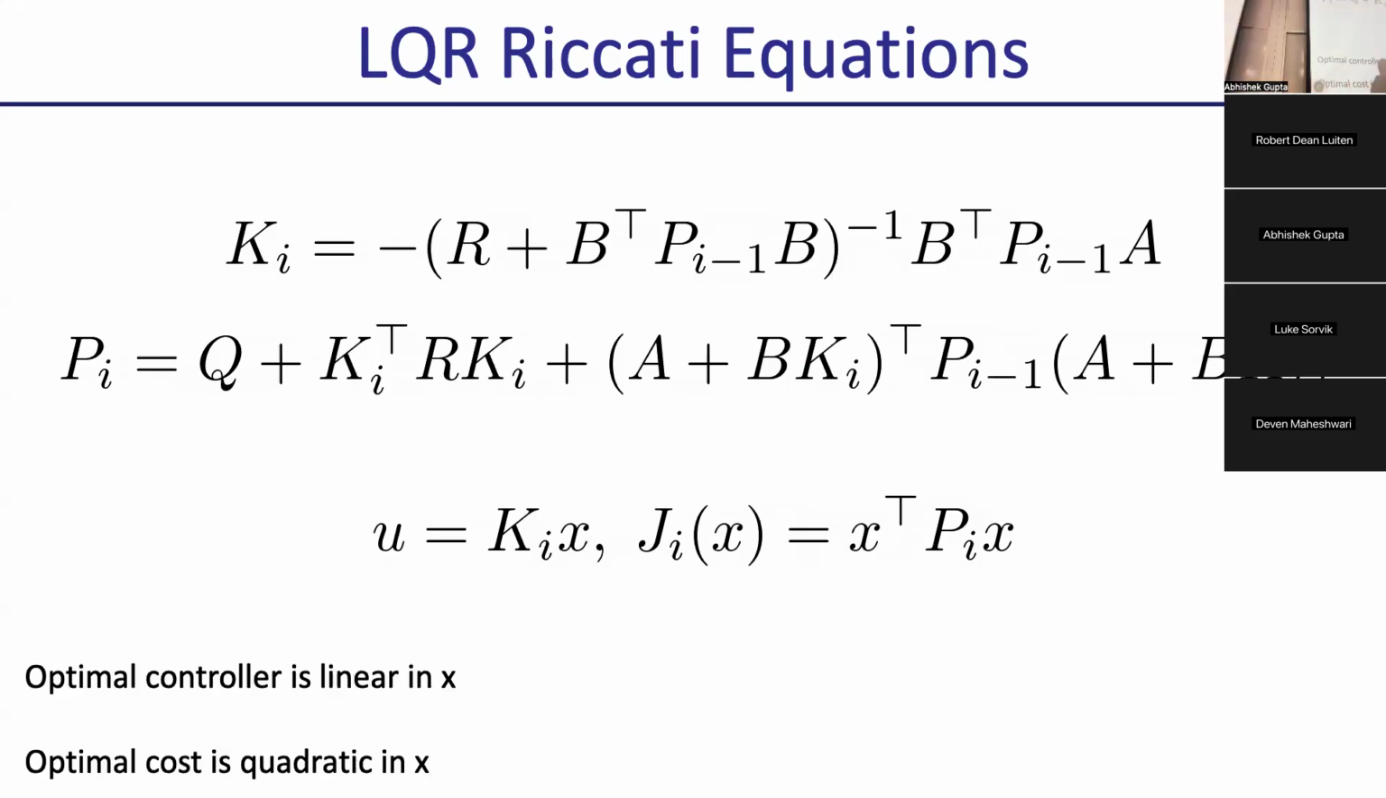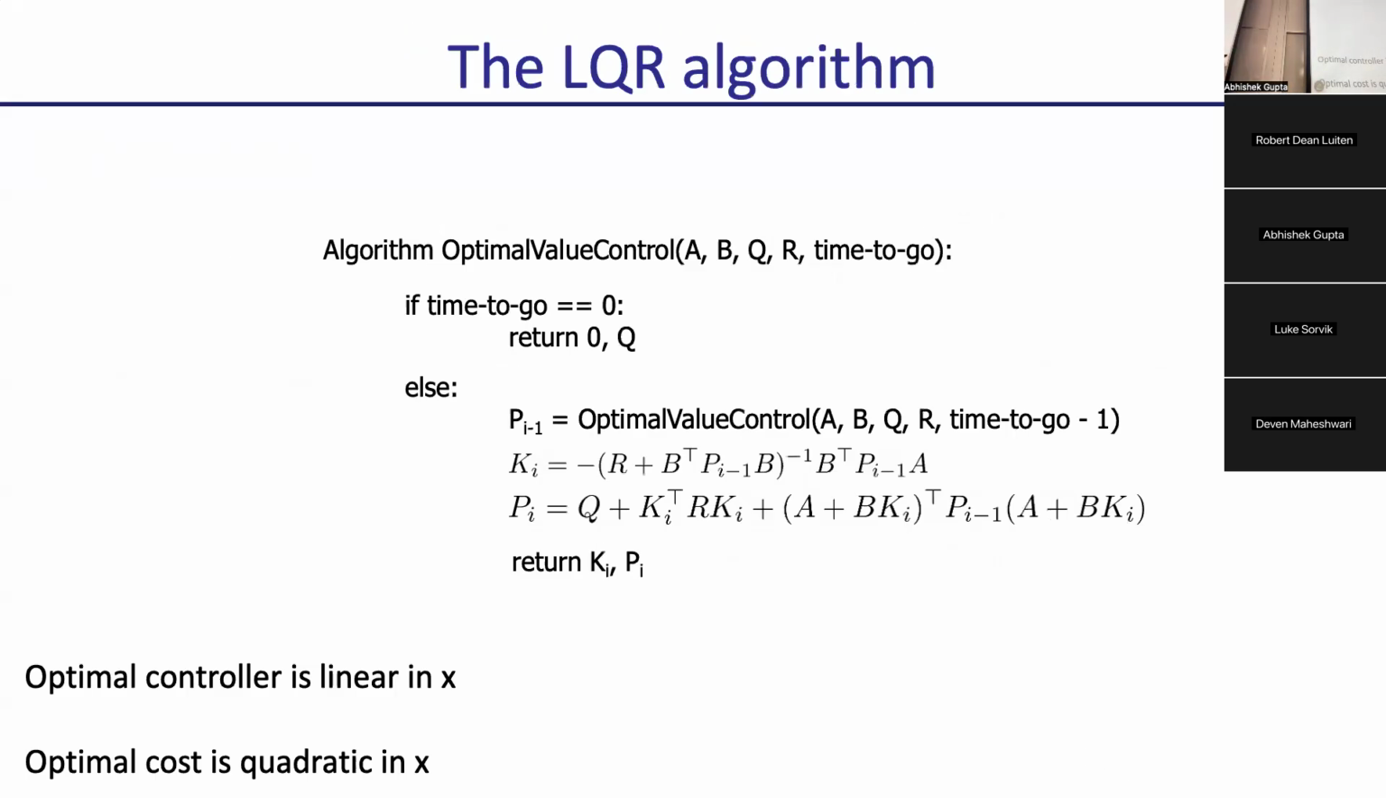And so the nice part is that it gives you these exact equations. The optimal controller is linear, the optimal cost is quadratic. And as a result, it's super duper efficient. Like you can run this in real time. It's really fast, especially for most reasonable size systems.